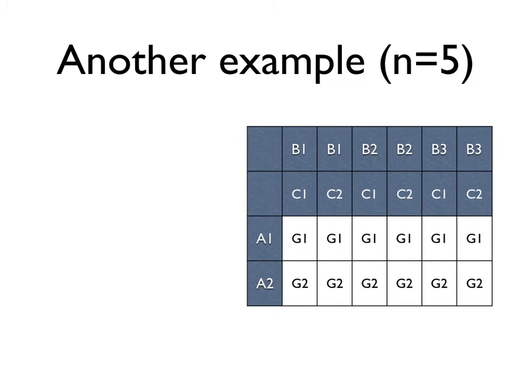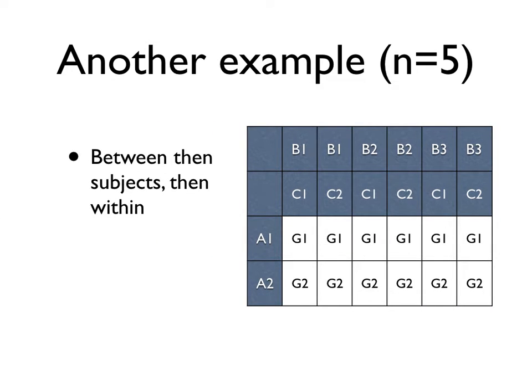Let's put that over there. So, between and subjects, then within. Between is A, within is B and C. And these are the worst looking fake arrows I've ever made.